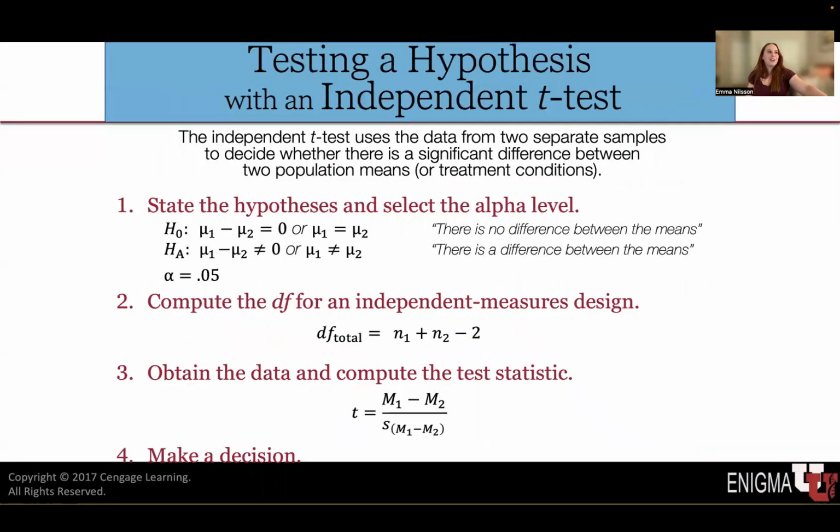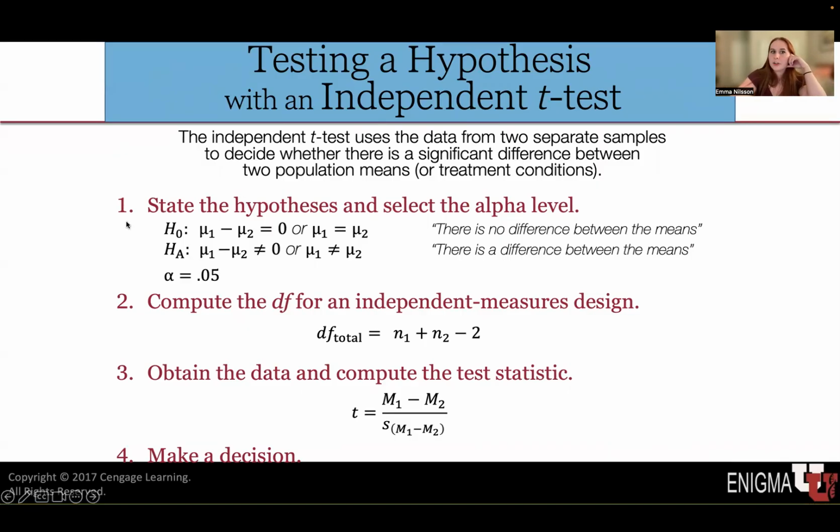So let's look at testing a hypothesis with an independent t-test. So here are the steps. Very similar to all of the other steps that we've used for hypothesis testing. The actual hypotheses and the formulas are the only things that change. As a reminder, our independent t-test is going to use data from two separate samples to decide whether there's a significant difference between two population means or two treatment conditions.